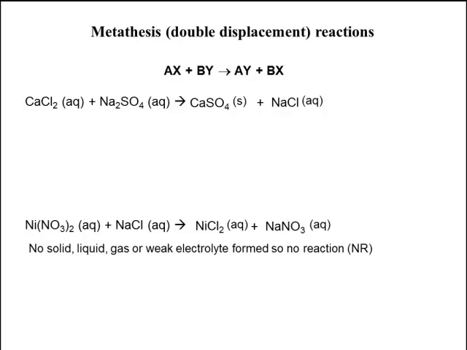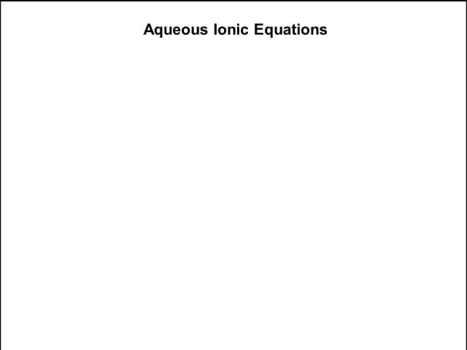So we've looked at predicting end products. We've looked at predicting their phases. We would then, before we do anything else, ideally balance those equations. We've already gone through balancing equations, though. I'm not going to go through that here. And we'd end up with these overall balanced equations. Now, because we're dealing with aqueous solutions, another thing we're going to look at is something called ionic equations.